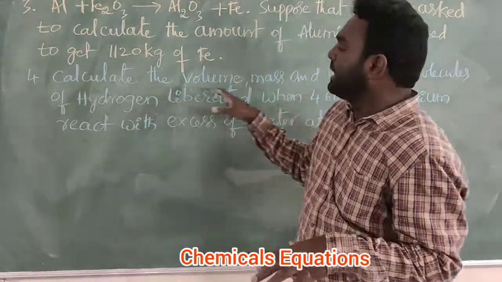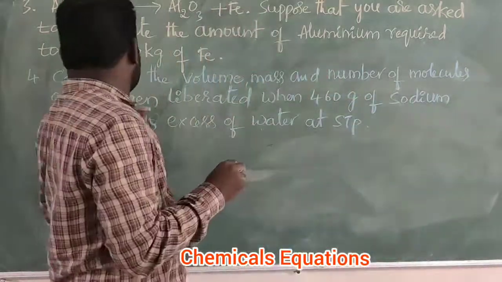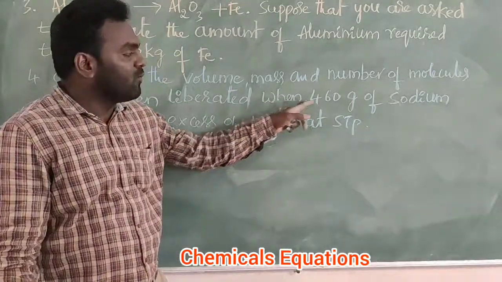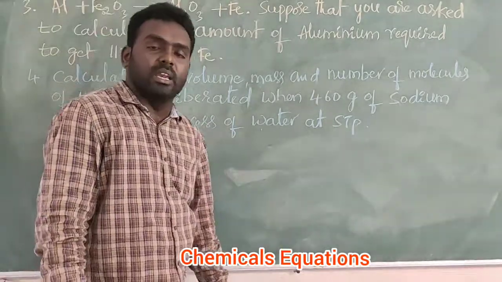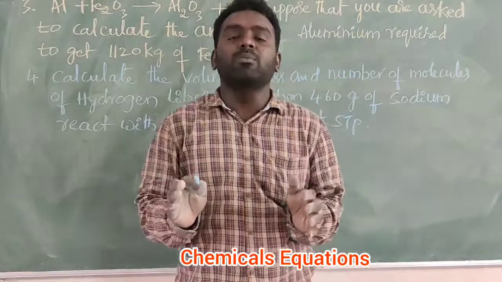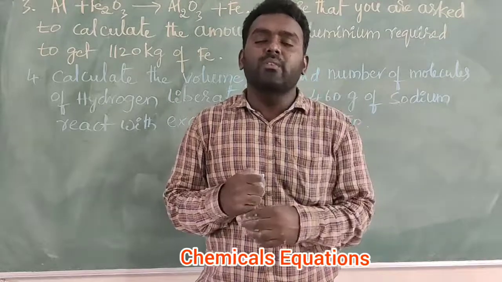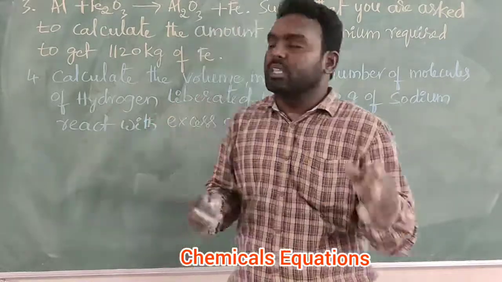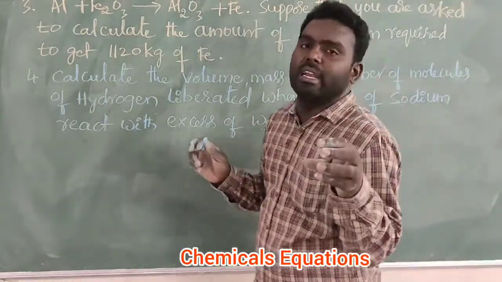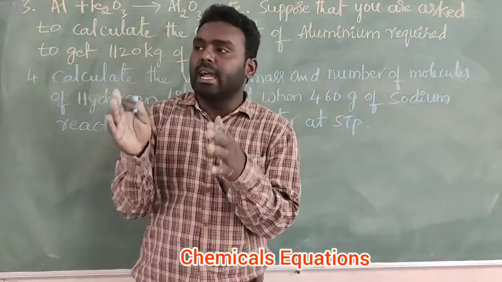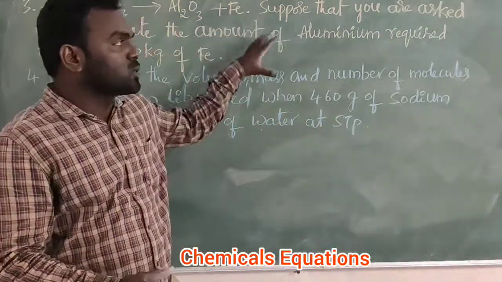The second sum: calculate the mass, volume, and number of molecules of hydrogen liberated when 460 grams of sodium reacts with excess water at STP. In this problem, they did not give the chemical equation, only the word equation. Using that, you can frame a chemical equation. Read the problem once or twice and identify the relation given between reactants and products, and after that you can do the sum. These two problems are important.